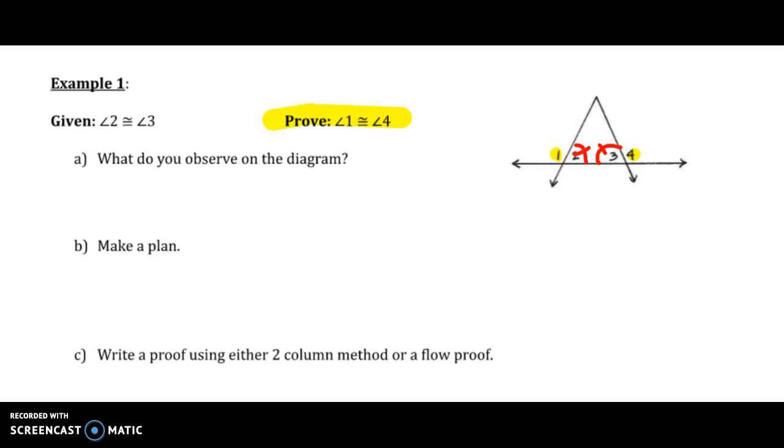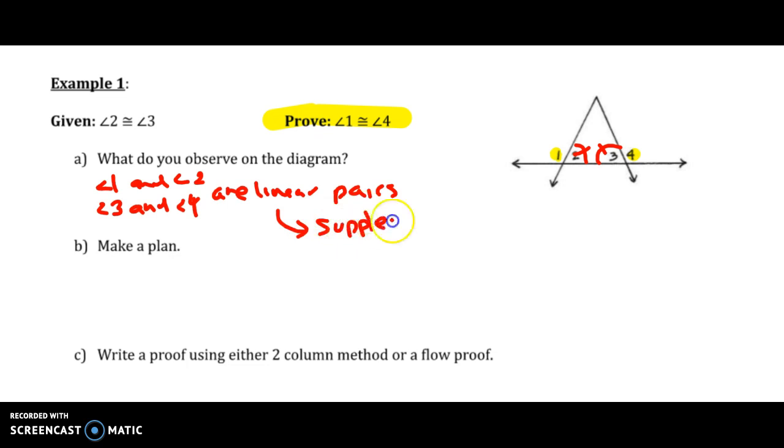So what do we observe in the diagram? Well, I can see that angle 1 and angle 2, angle 3 and angle 4 are linear pairs. And I know that those are supplementary. Notice that I'm also making a plan here, doing A and B together. Not everything I observe in the diagram is going to be usable in the proof, but oftentimes whatever we observe is something we could use depending on how we write our proof. And I know that supplementary angles sum to 180, so I know I'm going to get two equations out of there.